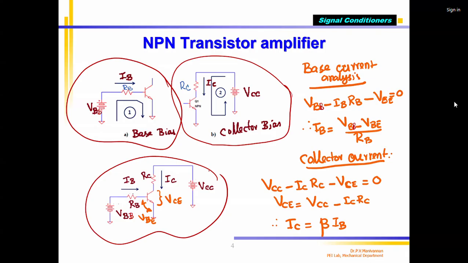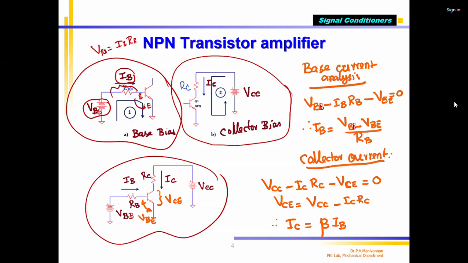Now, how to find out the base current and collector current? In this circuit, I give VBB as the base voltage, and because of this, IB current is going through the RB resistor. The voltage drop across this, VRB, is nothing but IB multiplied by RB. Then this is my base terminal, this is my emitter terminal.